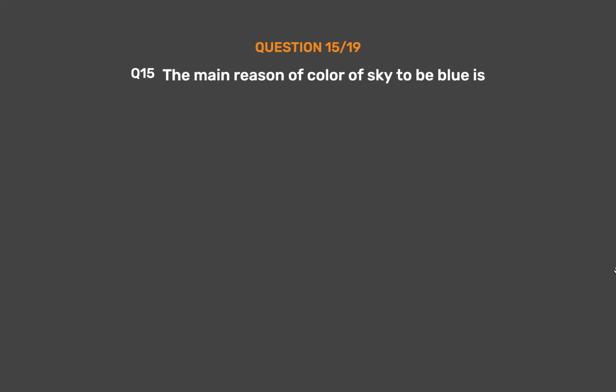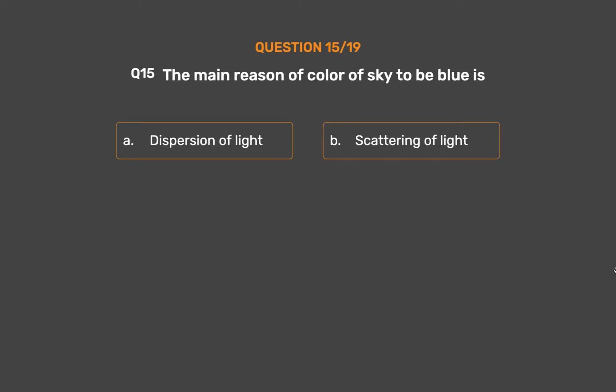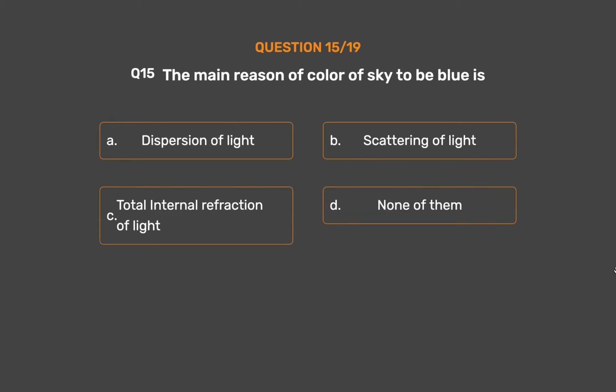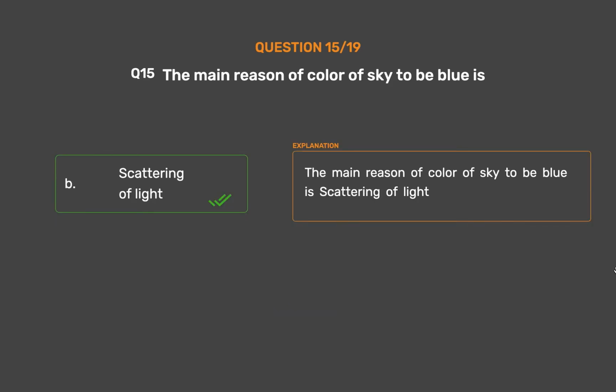Question number 15. The main reason of color of sky to be blue is option A, dispersion of light, option B, scattering of light, option C, total internal refraction of light, option D, none of them. The correct answer is option B, scattering of light. The main reason of color of sky to be blue is scattering of light.